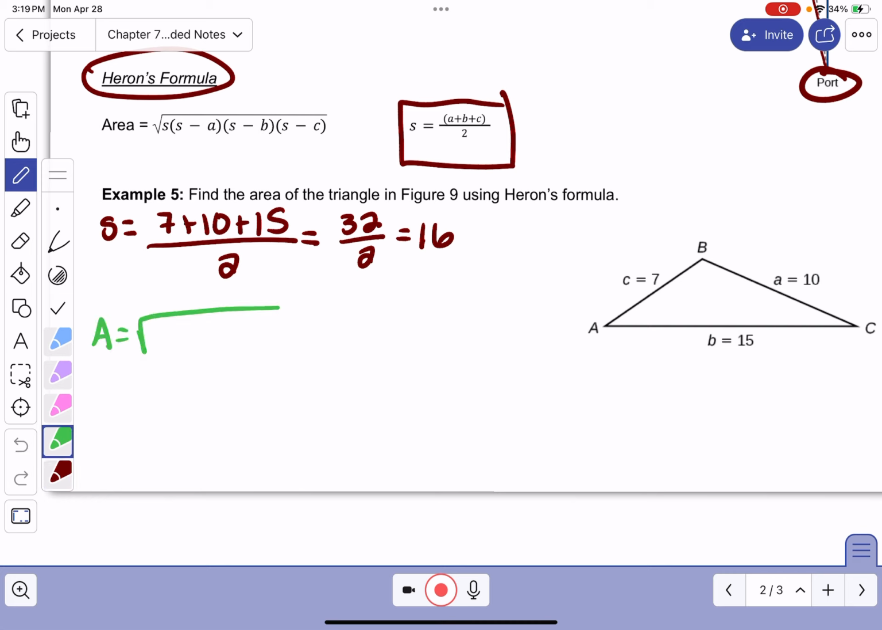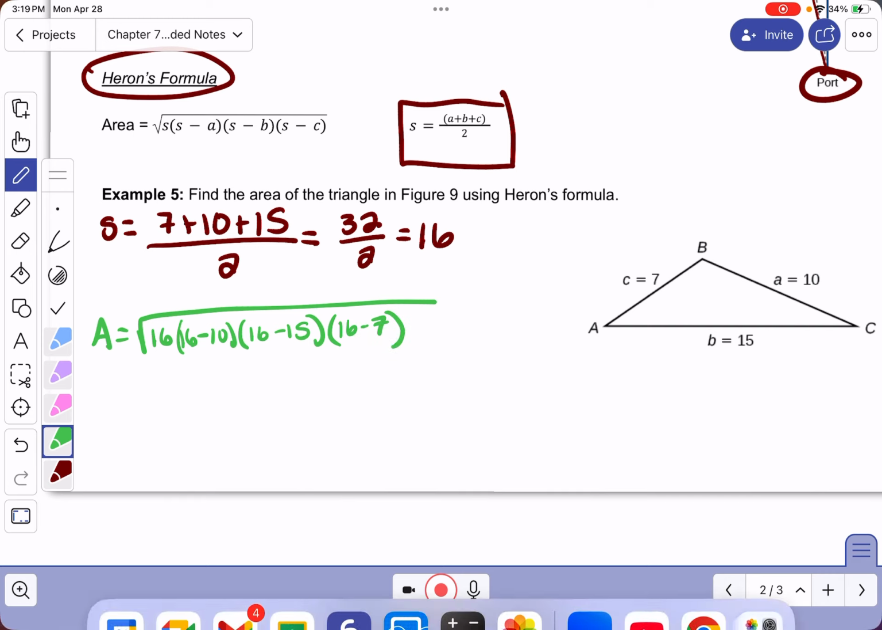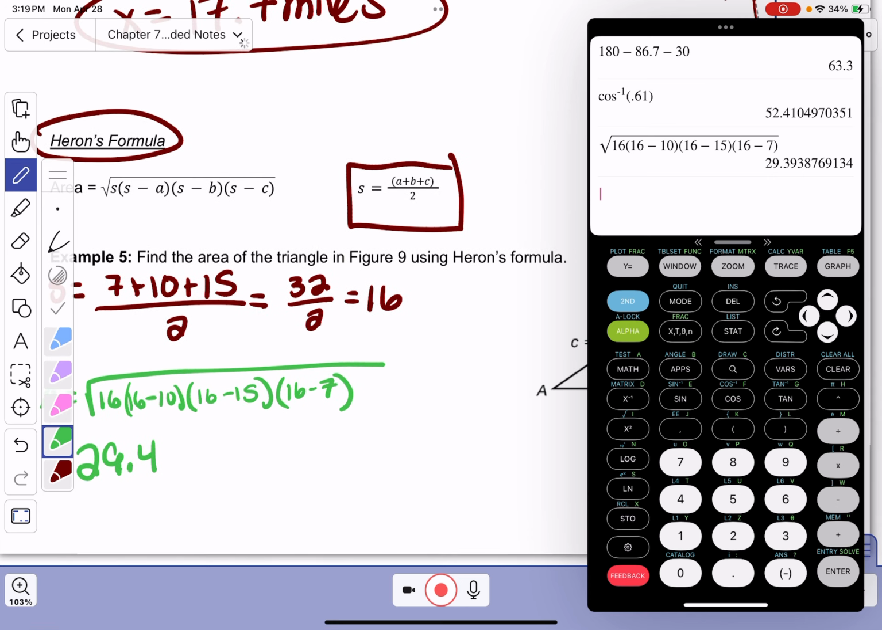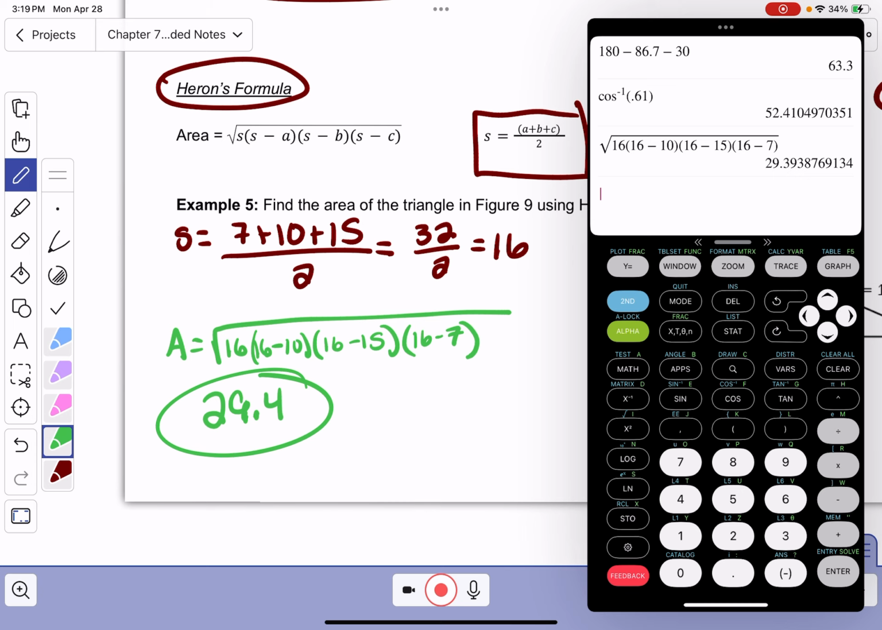Now to find our area, we're just going to plug that in. So we do S, and then S minus A, so it'd be 16 minus 10. And then we do S minus B, so 16 minus 15. And then we do S minus C, so 16 minus 7. And you can just do that right in the calculator. So big square root, 16 parentheses 16 minus 10, 16 minus 15, 16 minus 7, and we get an area of 29.4. So not too terrible, especially if you have the equation.